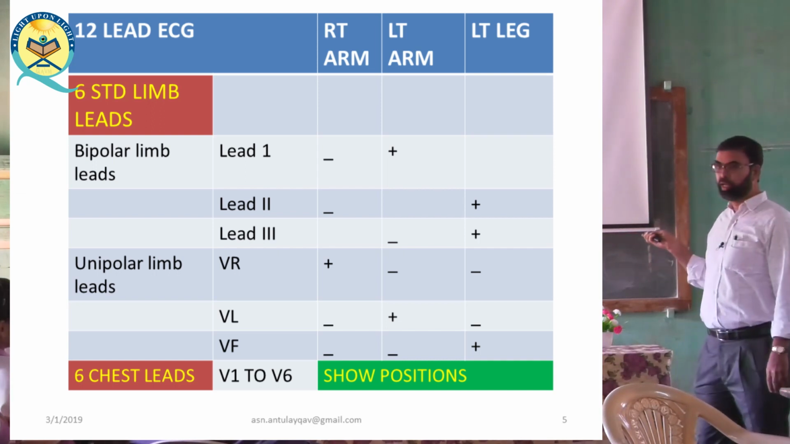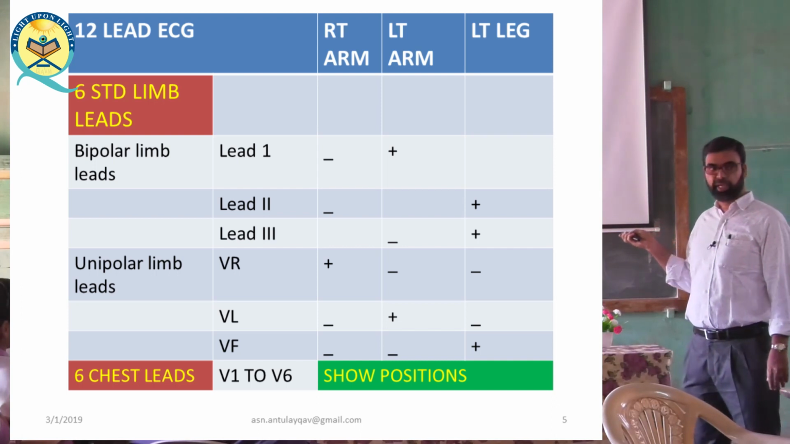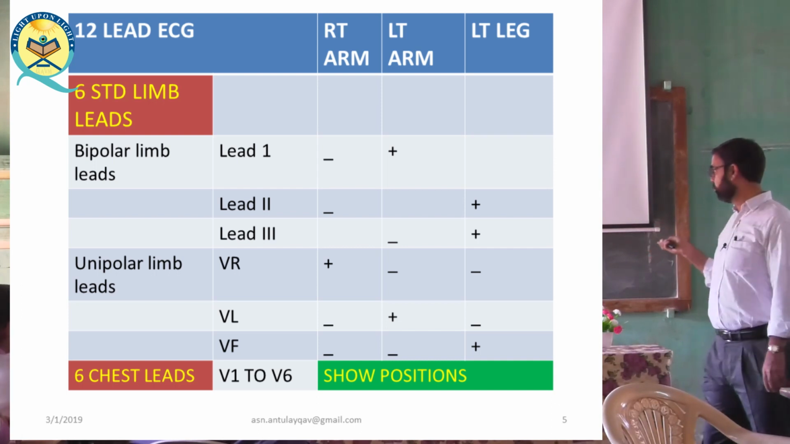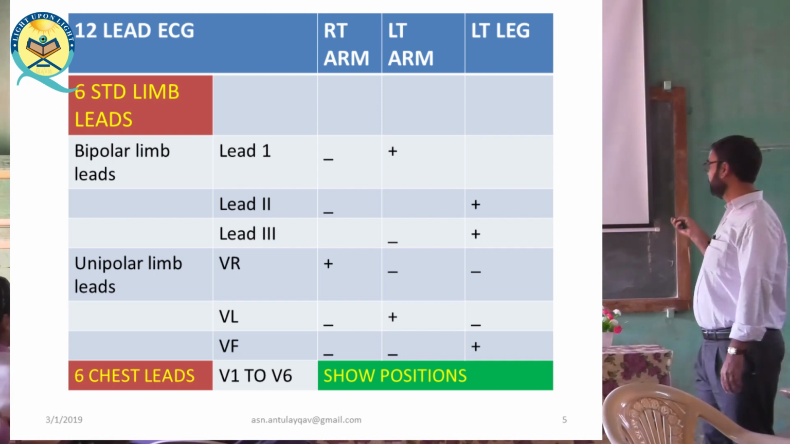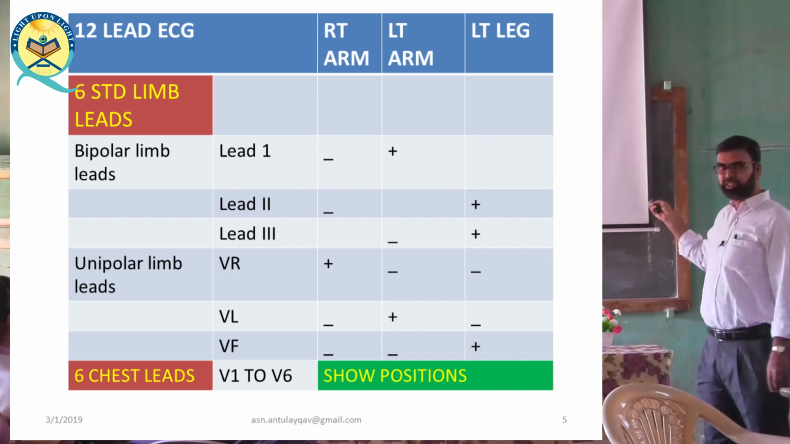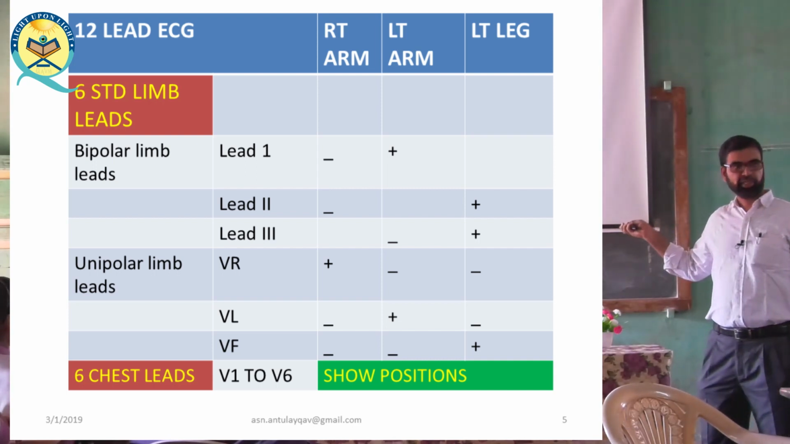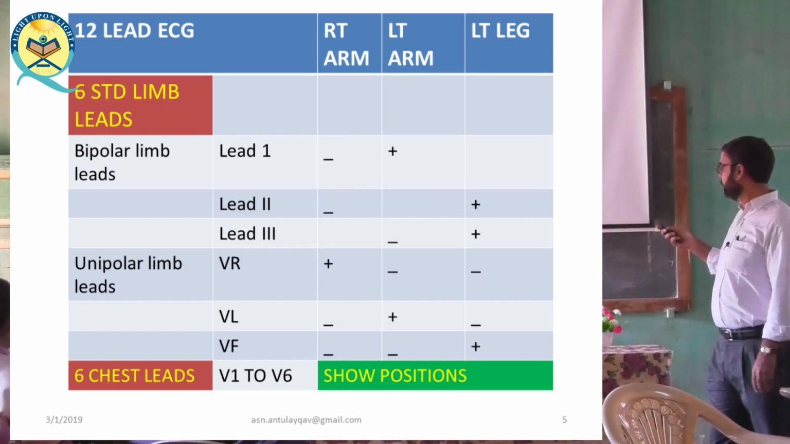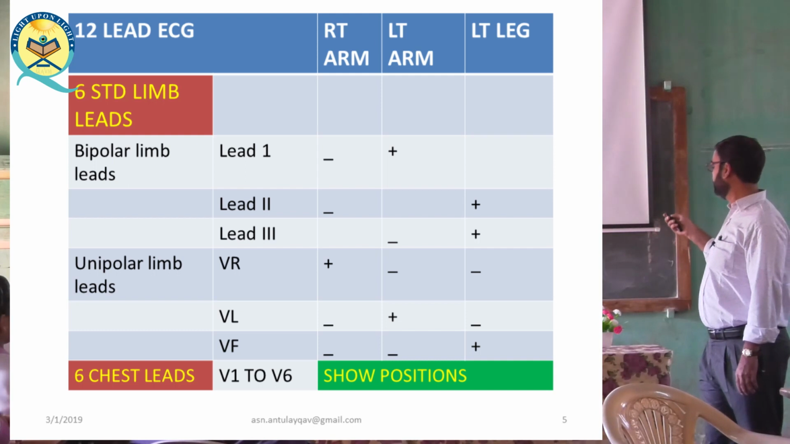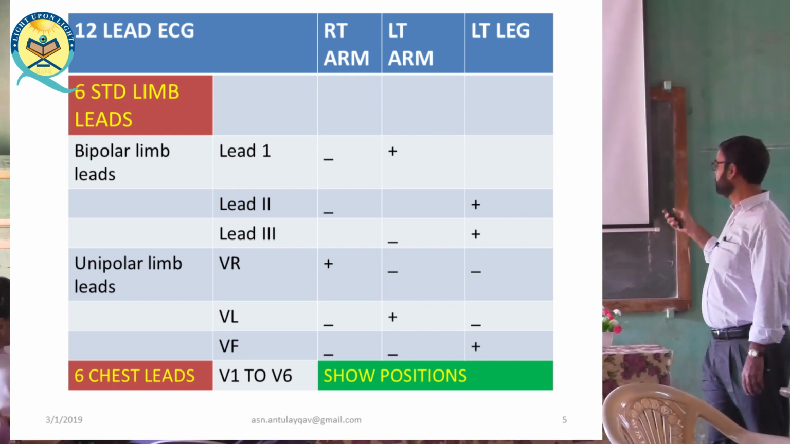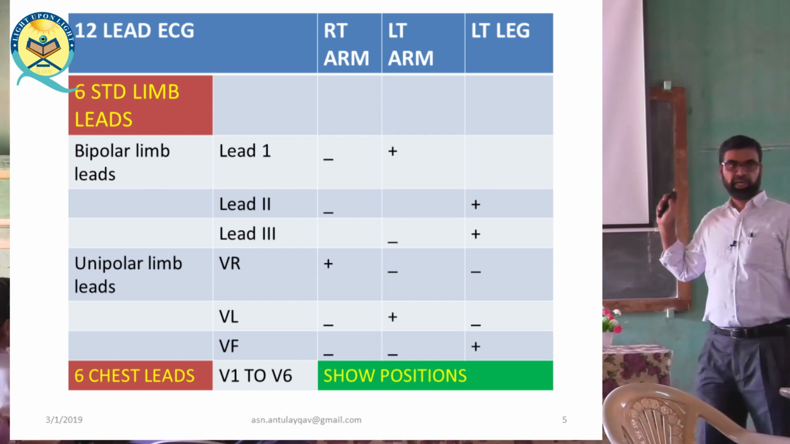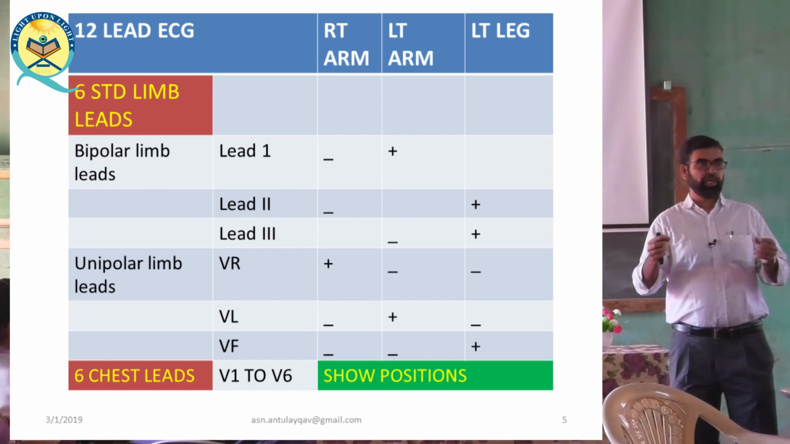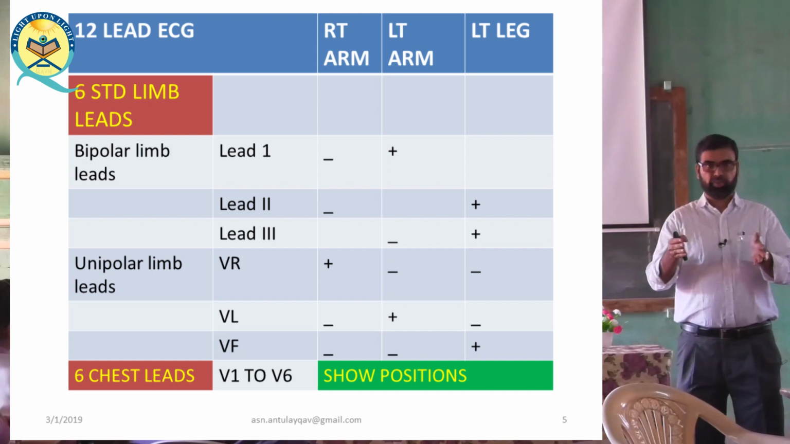These are called VR or aVR, aVL, aVF. These are the connections which are given here. This is the theoretical part, so we will not consider the theoretical part today. What is given here: lead 1 consists of right arm negative and left arm positive. Lead is a pair of electrodes. One pair of electrodes is called a lead.